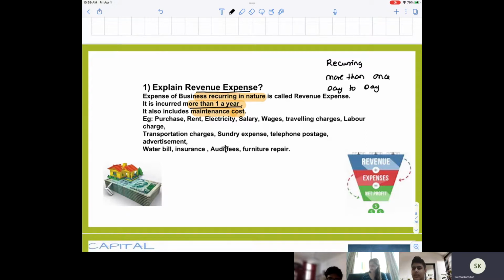Okay, what is this word? Expense. Revenue expense. So, what balance will revenue expense have? Debit. Jonathan, what balance will revenue expenditure have? Debit. Okay. Where will revenue expenditure be shown?